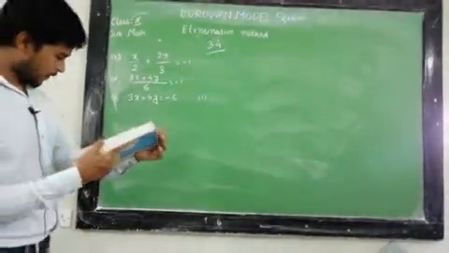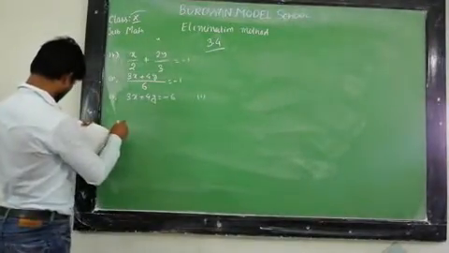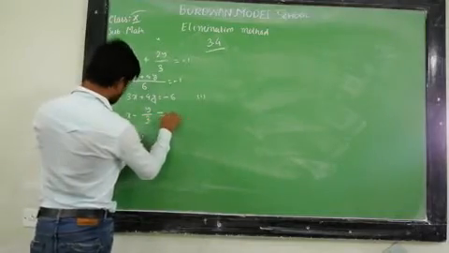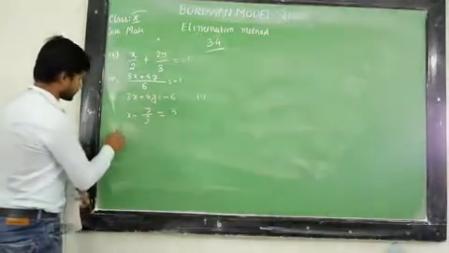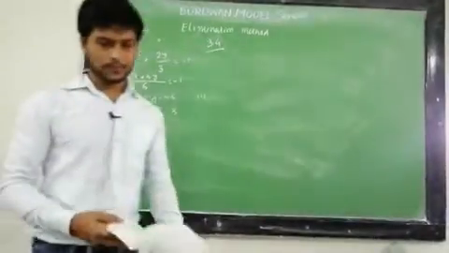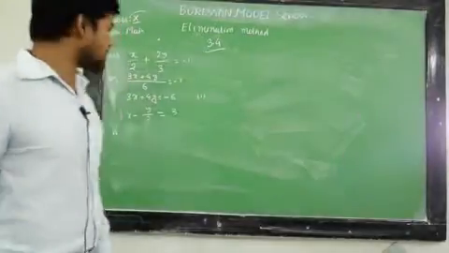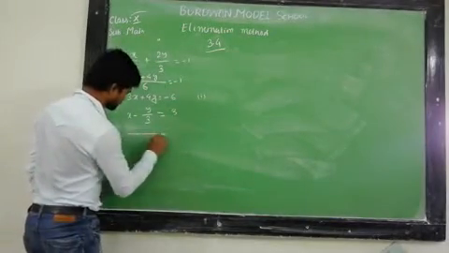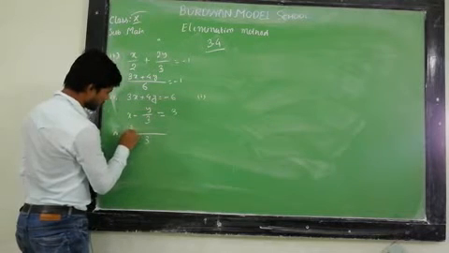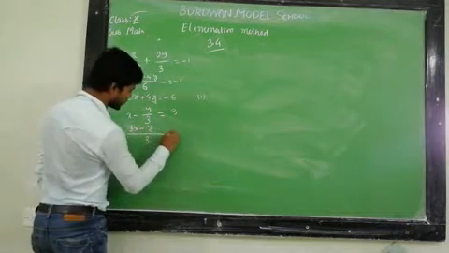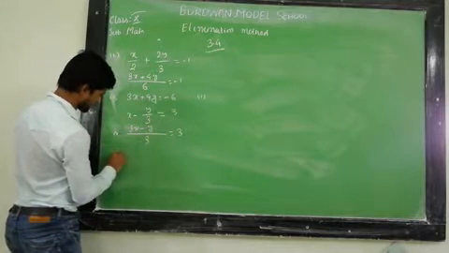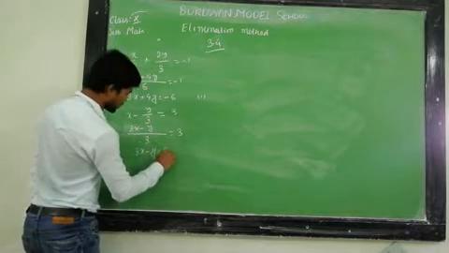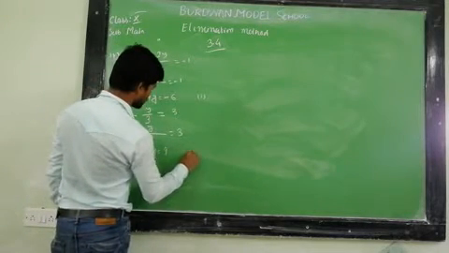Now write the second equation. x minus y by 3 is equal to 3. Do the LCM. So LCM of 1 and 3 is equal to 3. So that is 3x minus y is equal to 3 times 3, that is 9. So this is our equation number 2.